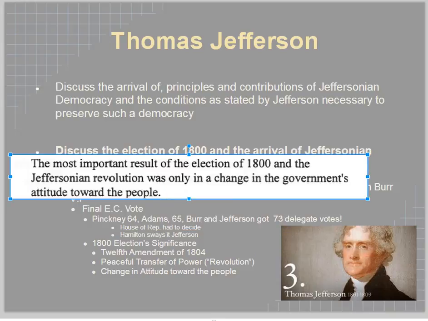The most important result of the election of 1800 and the Jeffersonian Revolution was a change in the government's attitudes towards the people. The Federalists openly advocated government by the rich, for the rich. Chief Justice John Jay said it best: "Those who own the country ought to govern it. Let the rich rule," insisted many Federalist leaders, for they had the leisure with which to study the problems of governing. They also enjoyed all the advantages of a background that offered them education and the culture of leadership.